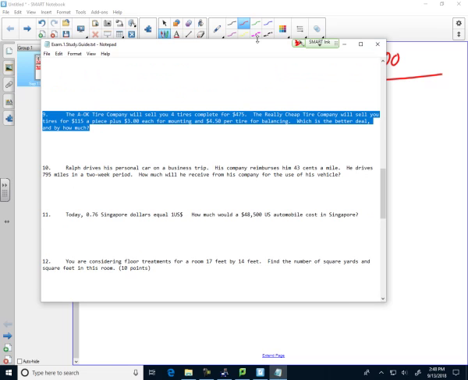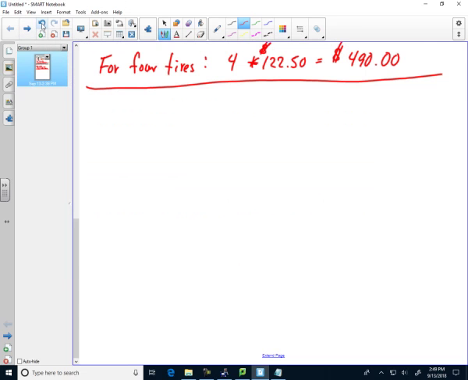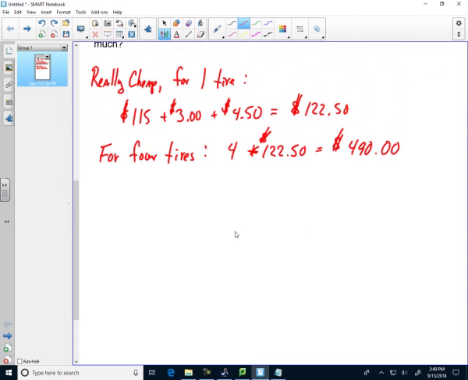Is everybody okay with that? Well, we didn't decide, did we? No, we did not finish. Let me fix this real quick. So, look at that. Which is the better deal? Well, we got to subtract the 490 from the 475, so we can find out the difference, which is $15. So the better deal is the AOK Tire Company by $15. So that's A-okay, isn't it? Yep.